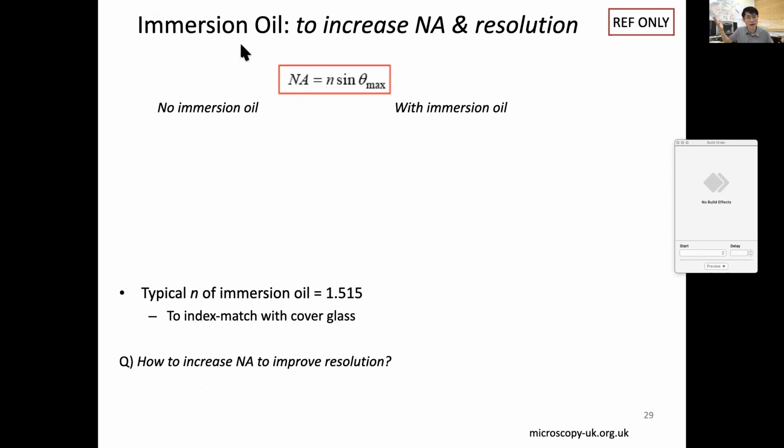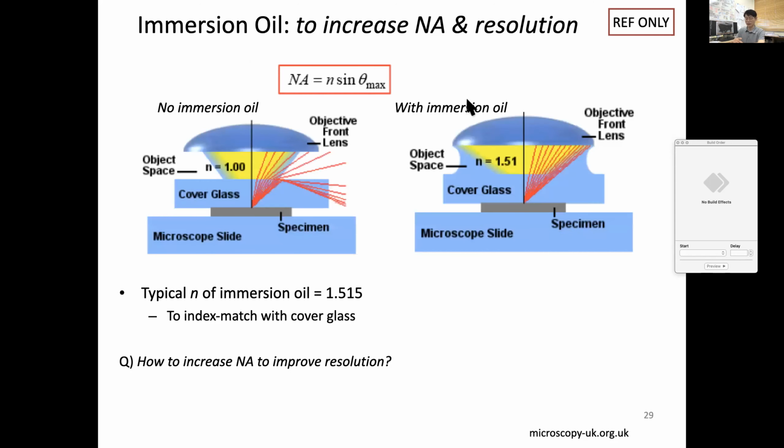What about in oil? Then it's even higher. The refractive index is 1.52. So you can even increase your resolution by 50%. So that's what I want to show. That's where immersion oil comes in and it can increase resolution. And I want to show you why from this picture.